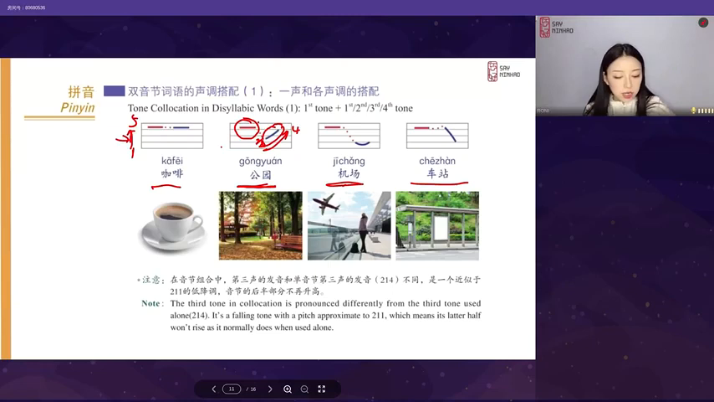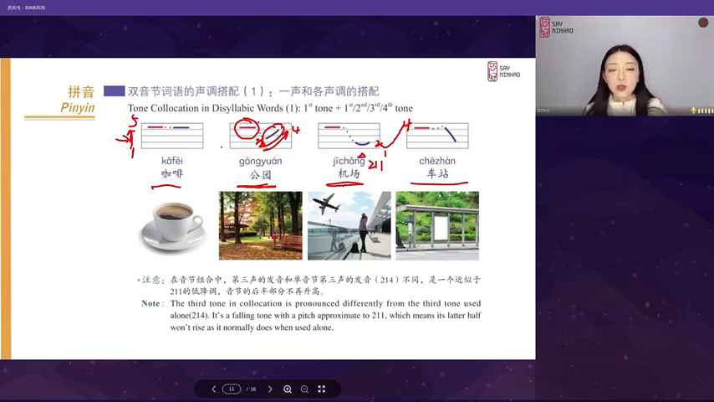And the third tone, let's see, the third one is 机场. Okay, anybody still remember when we first learned the third tone? The picture of the third tone pitch looks like this. It is 2, 1, 4, right? The pitch dropped from 2 to 1 and it rises up to 4. But here it is 2, 1, 2 or say 2, 1, 1. It looks more like 2, 1, 1. So actually this is the half third tone. When the third tone is in a collocation of other tones, it will change to half third tone.